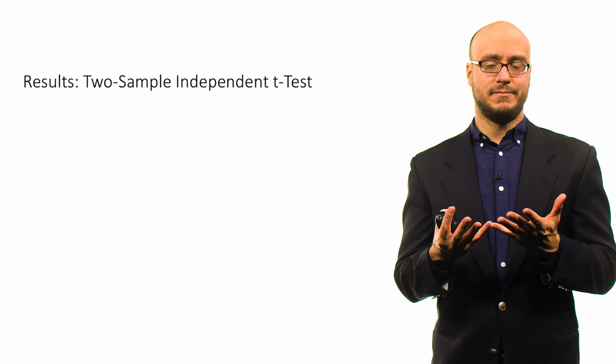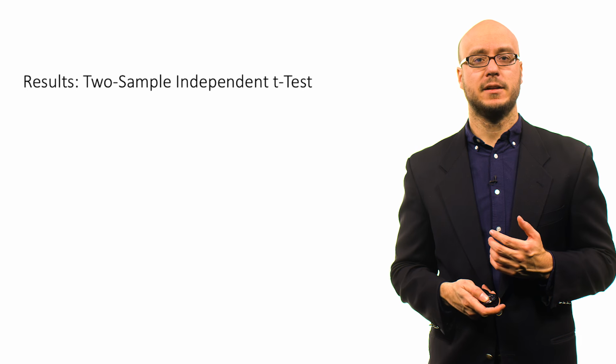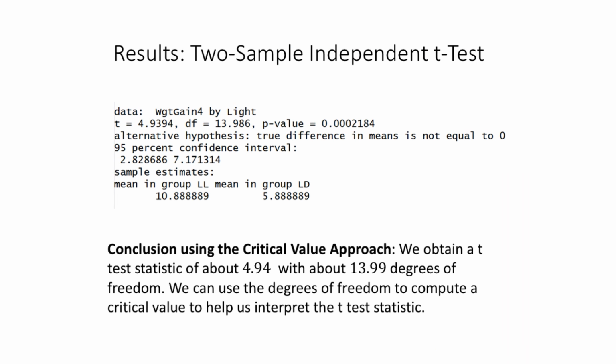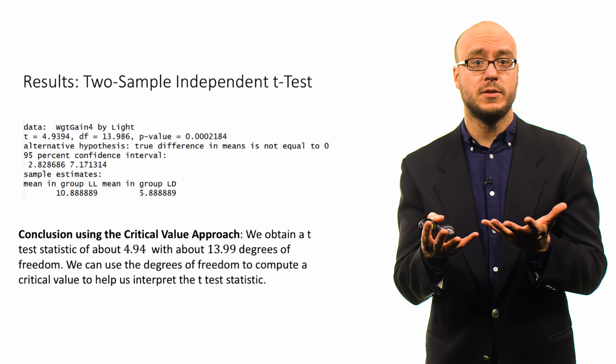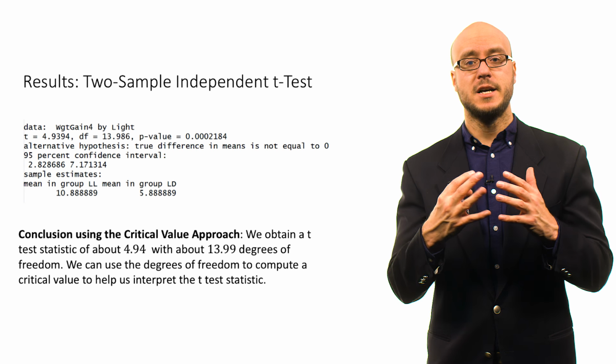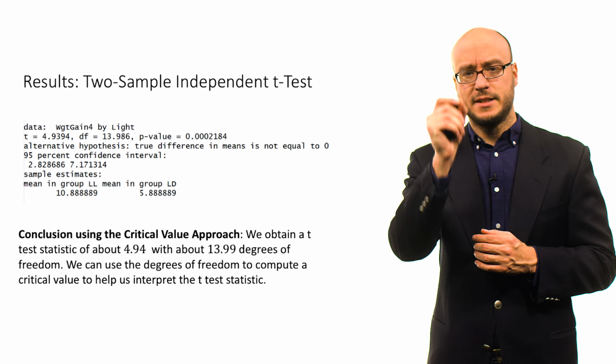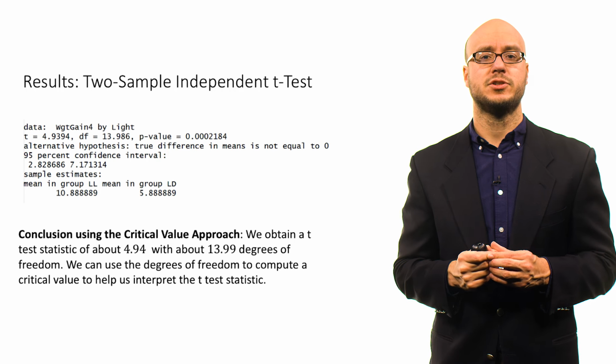It's because these test statistics are really a pain to calculate by hand. So when we use statistical software, we get this kind of output. Right? We can use the critical value from this output to make a conclusion. So we obtain a t-test statistic of about 4.94, and that's distributed on a t-distribution that has roughly 14 degrees of freedom. Recall the degrees of freedom governs the shape of the t-distribution, and we can locate that test statistic on that t-distribution.